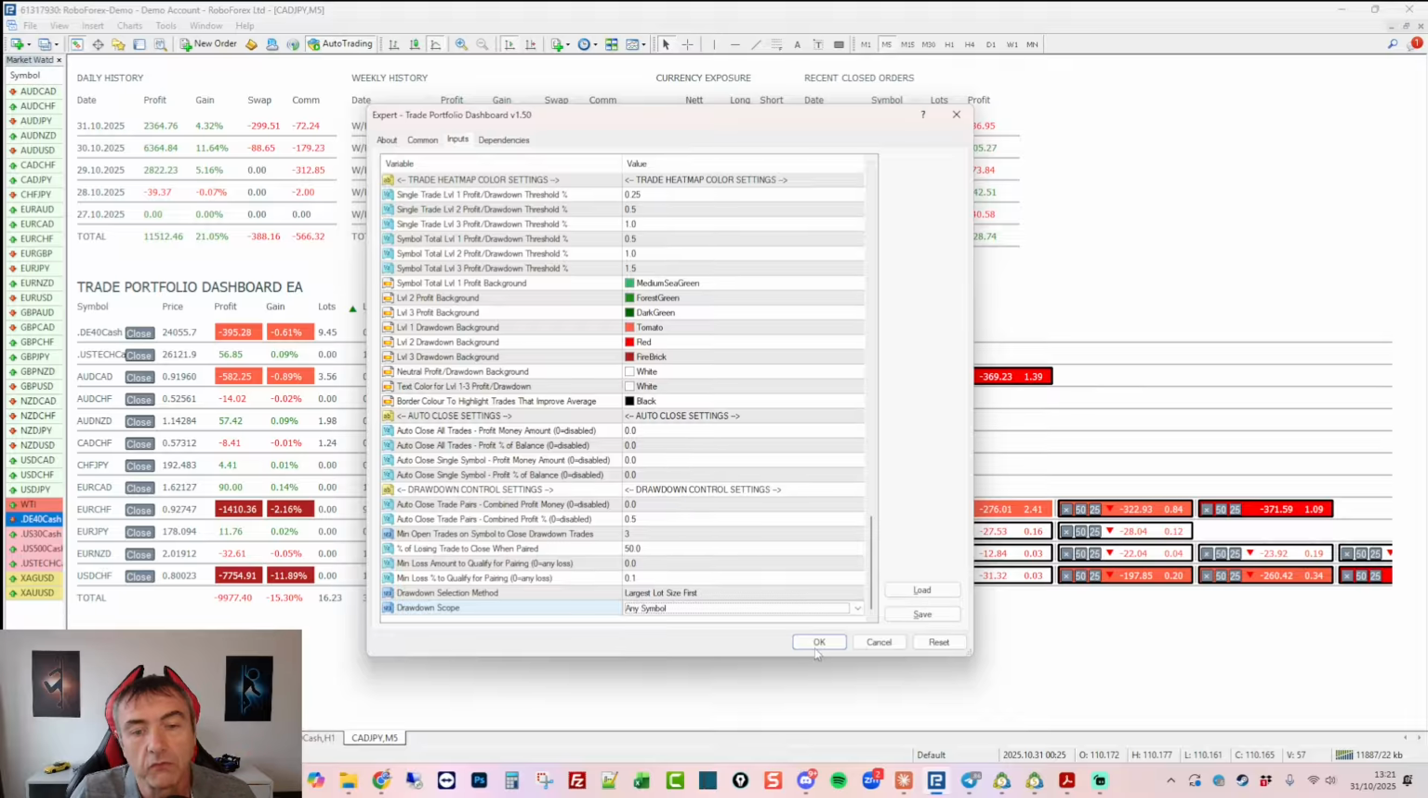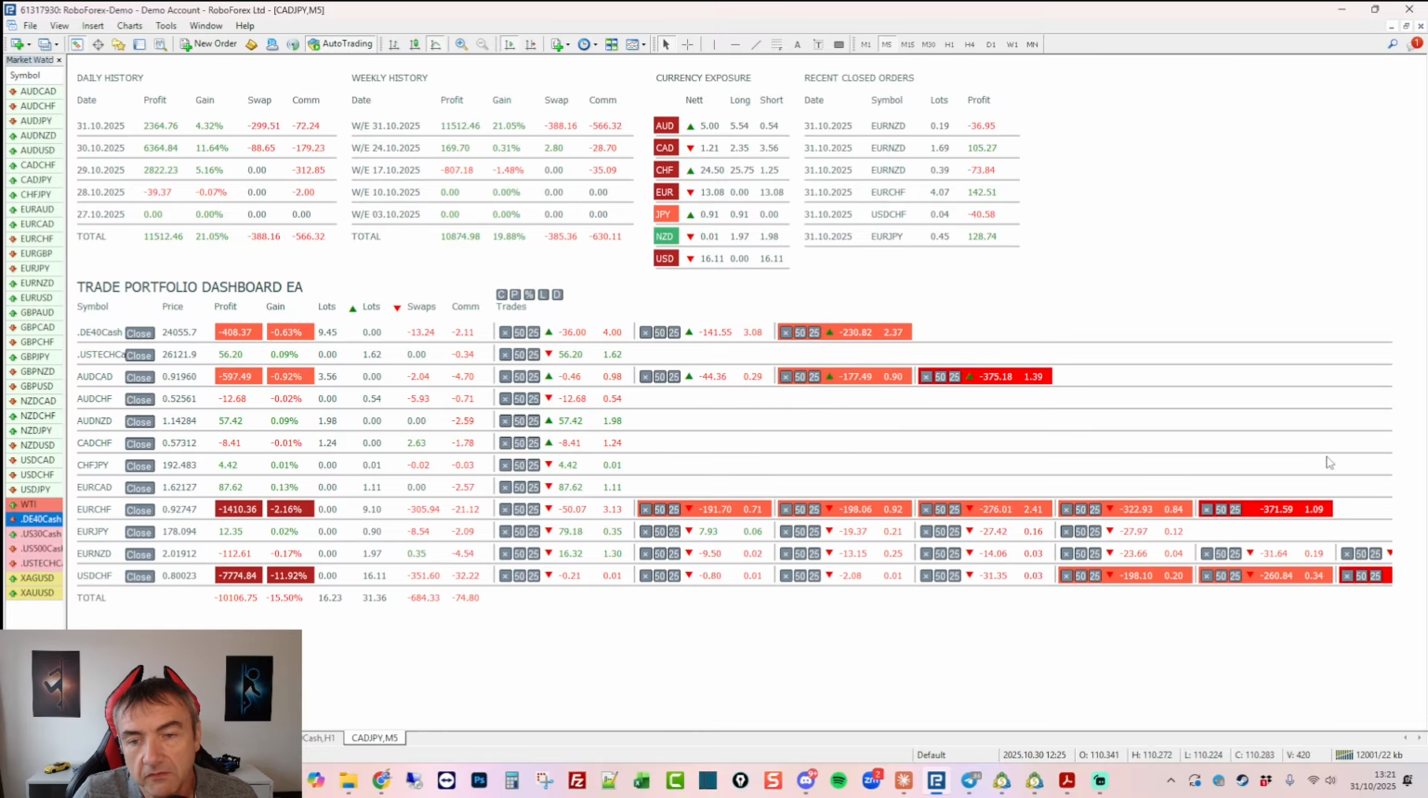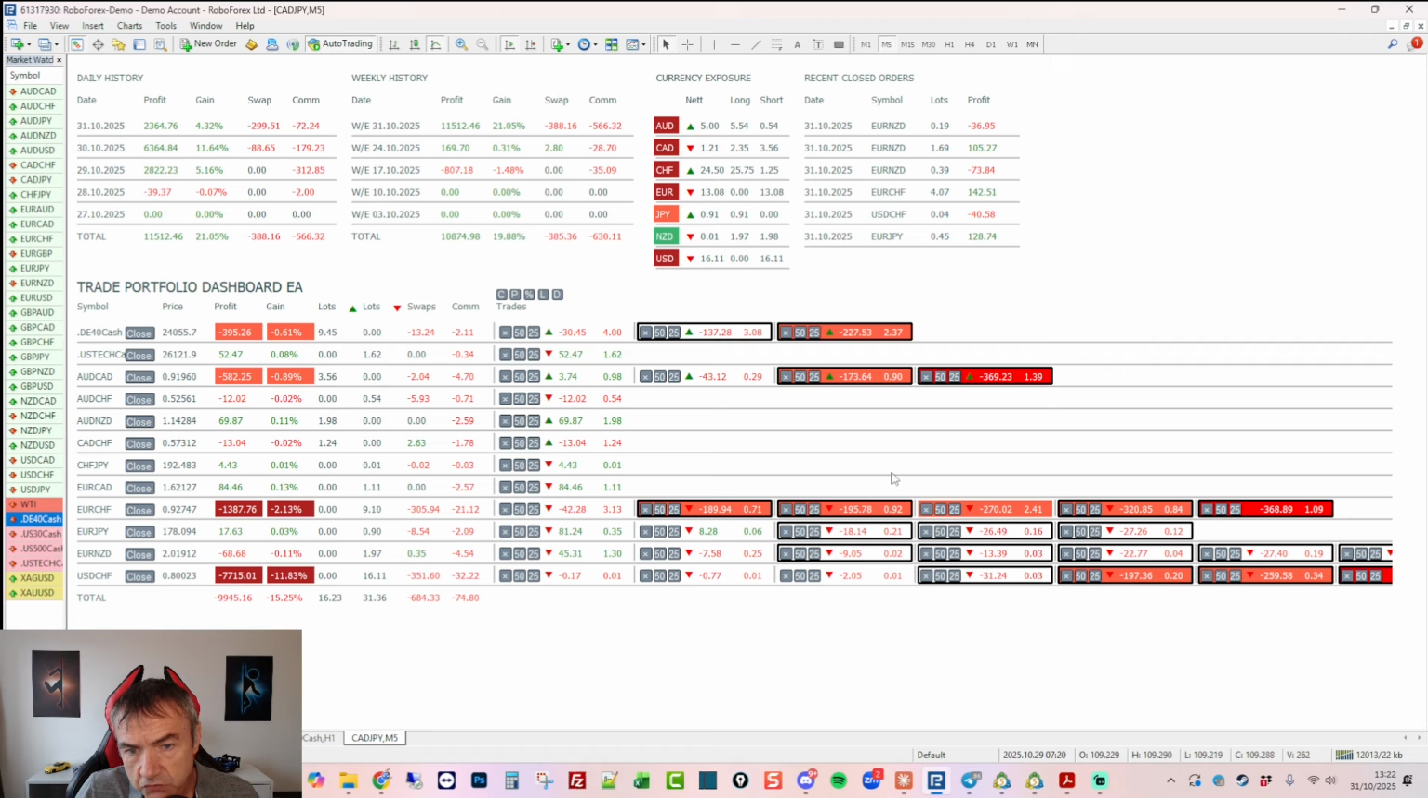The one golden rule for drawdown control is that the closed positions that are in loss have to improve your average price. Okay, so the EA will never close out a trade that is going to make your positions worse. And what I mean by that is this little D button here on the trade portfolio dash, which shows you trades that are going to improve your average price.